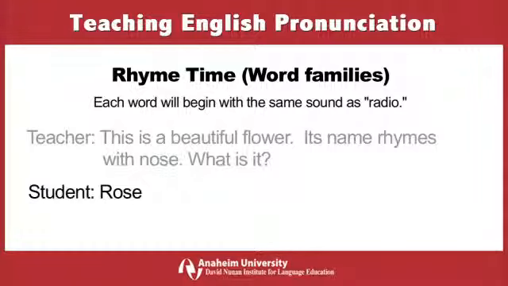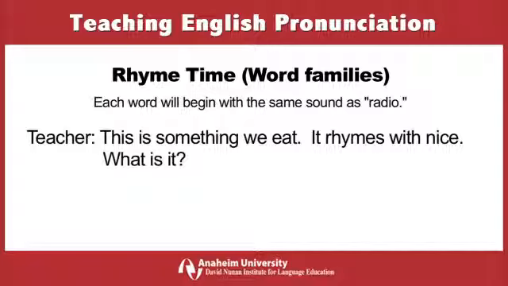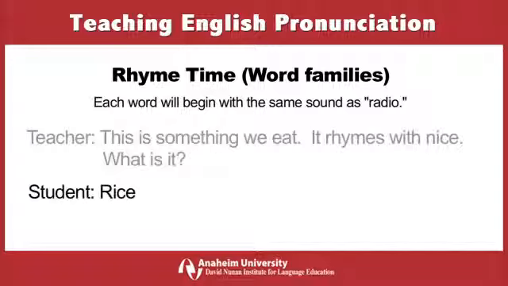Next, the teacher might say, "This is something we eat. It rhymes with nice. What is it?" The answer, of course, is rice. It begins with the R sound and it rhymes with nice, and it's something that we eat.